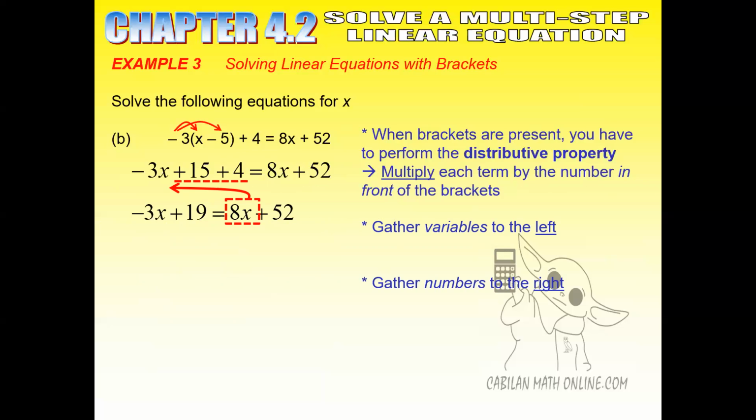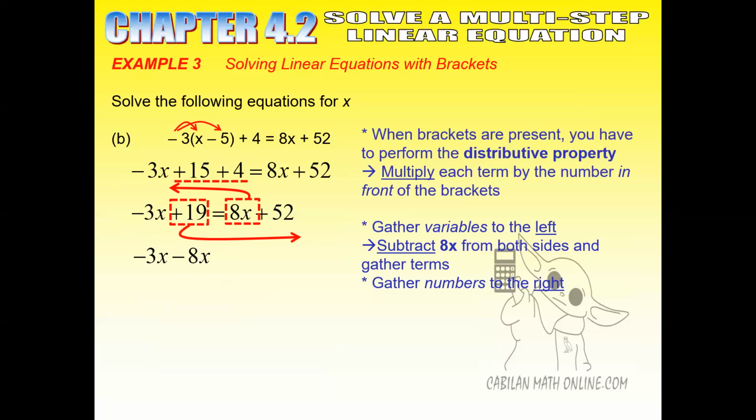So on the left side, what we have here is -3x minus 8x. And on the right side, we're going to take the number 19. We're going to move it from the left to the right. So since this is a positive 19, it goes to the other side, and it's going to become a negative and subtract itself from the 52 that's already there. Okay, and that's pretty much it. Now we're going to simplify this further. -3x minus 8x gives me -11x, and 52 minus 19 equals 33.